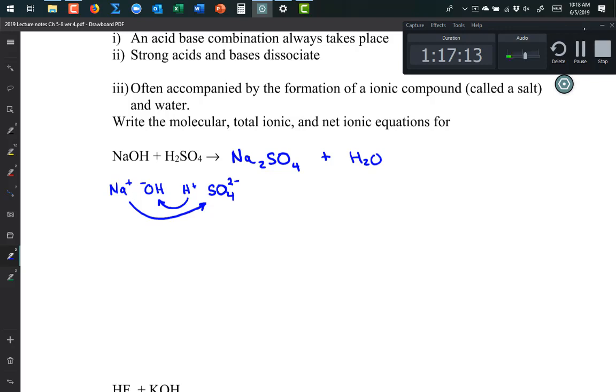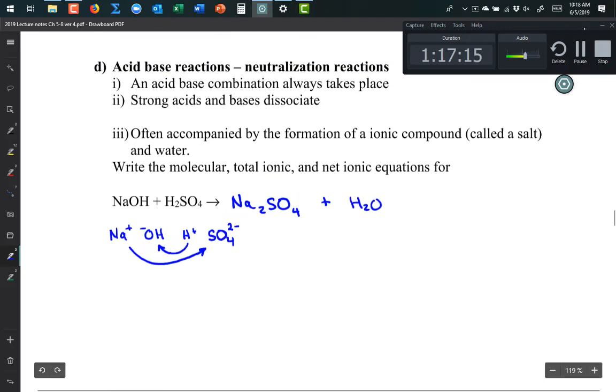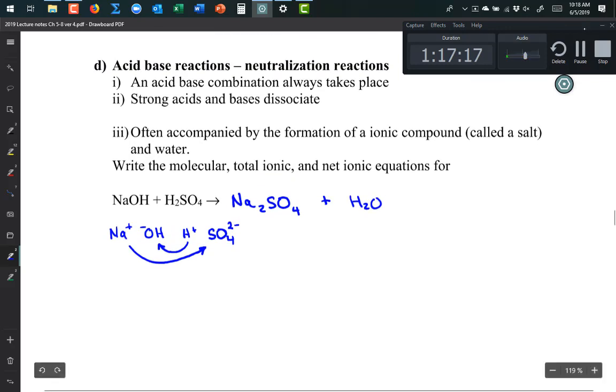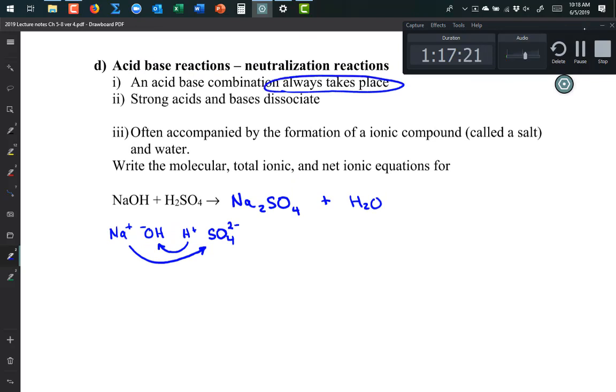And here's the thing about acid-base reactions: they always happen. So there's not a prediction. It's like combustion. You do combustion, you know it's going to happen. You write carbon dioxide and water, and then you balance it. If it's acid-base, you're always going to write a product and balance it. It always happens. So there's no predicting in that sense. You just have to know.